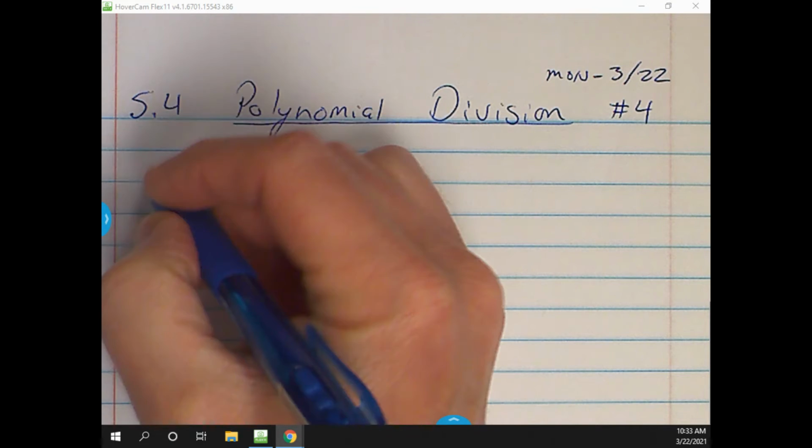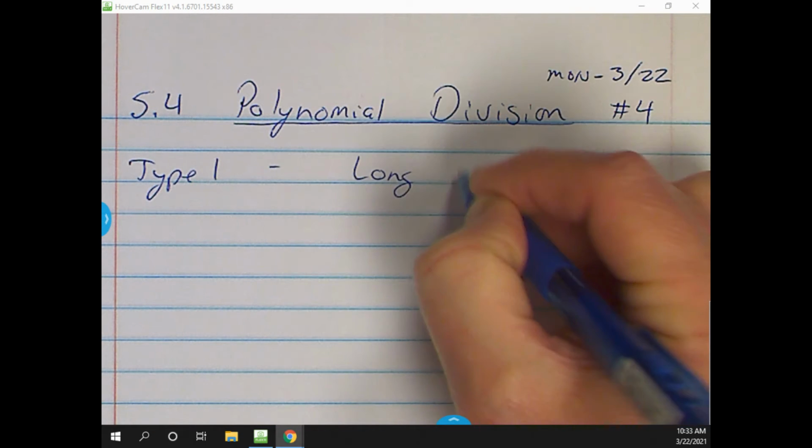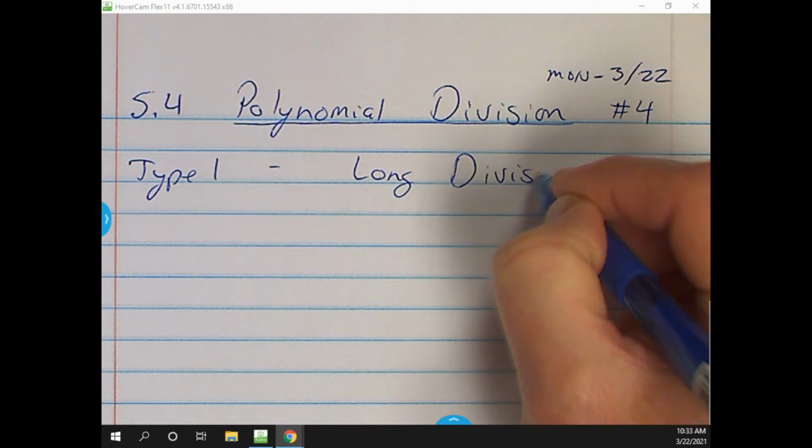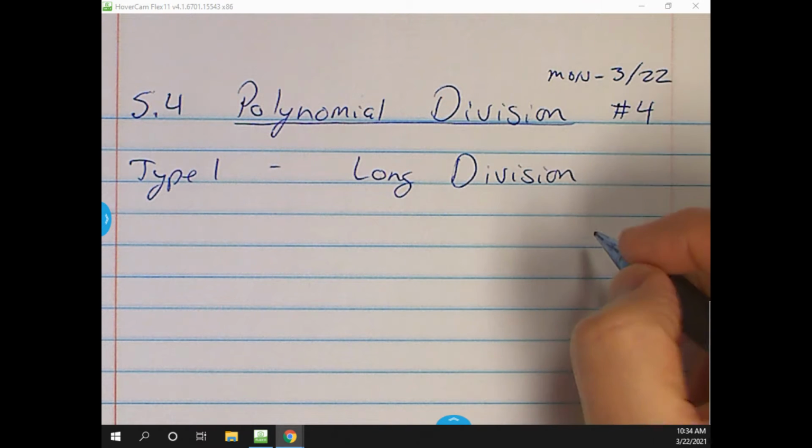So first thing we're going to do is type 1, which is long division. There's not as many problems that you're going to have to do with long division because everything that we do on the second half of the chapter is going to be using synthetic division. That's why I've got this handout. We're going to do almost everything with synthetic division, not long division. Before you even do this, let me take you back for just a second.